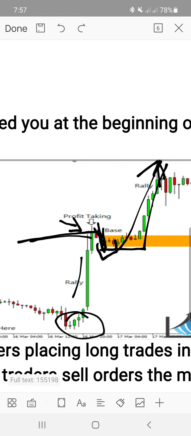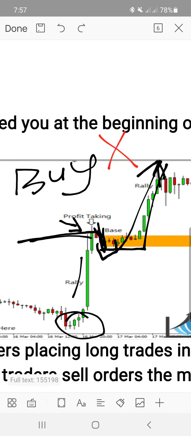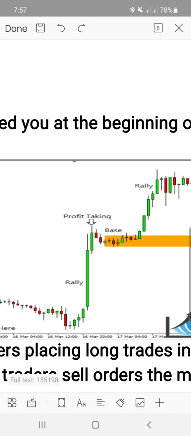Now, in this case, they have made people that bought at the wrong time lose money, and people that went to sell at the wrong zone lose money. So you see what the banks are doing. They have made both the buyers and sellers lose money in this point.